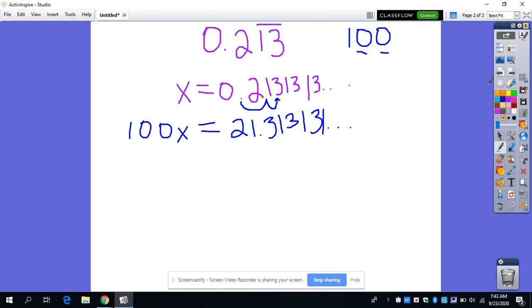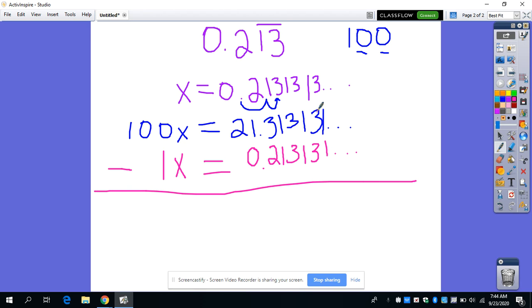Make sense so far? Now you're going to subtract it by the original again. The original is right here. So I'm going to subtract this by 1x because there's an invisible 1 in front of a variable alone. Line up your decimals because this will save your life. 0.21313. You see how it lines up? Goodbye. Cancel out what you can. This one is different. You stop right here. You can't cancel out a 3 and a 2. Okay, so you're actually going to have to subtract.